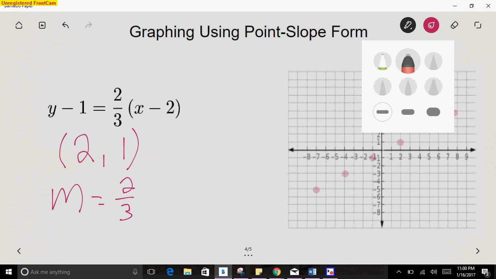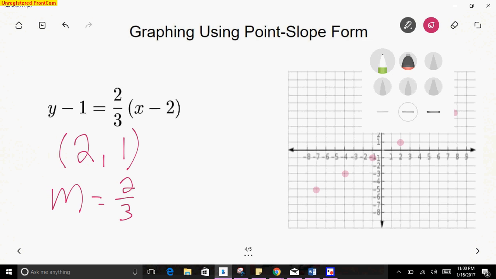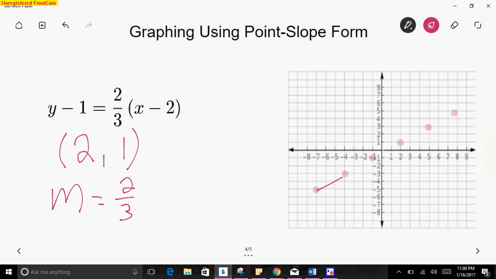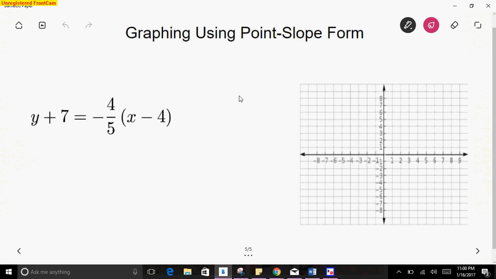Once we feel like we have enough points, we can write our straight line. You only really need 2 points. However, in order to make sure you really have the correct line, you should use 3 or 4 points. We're going to try that one more time.